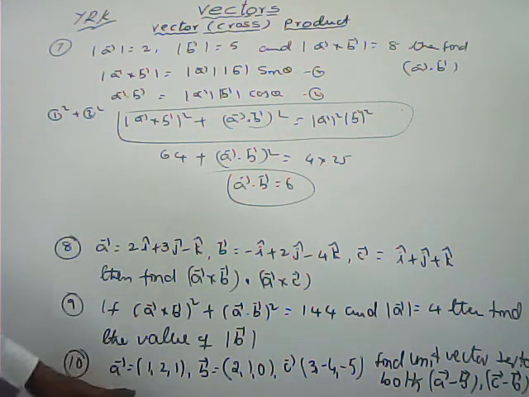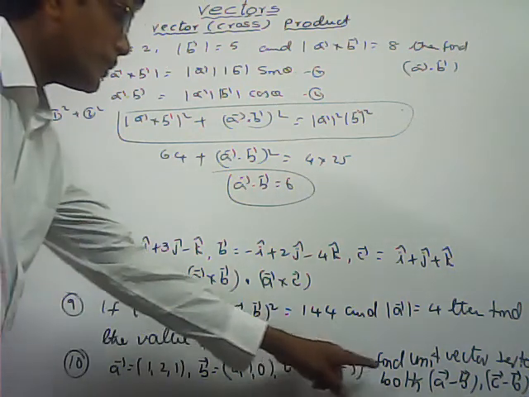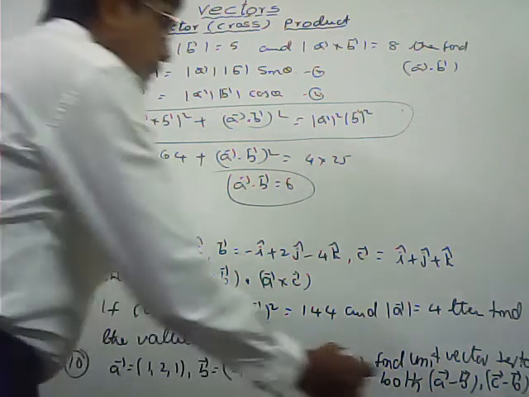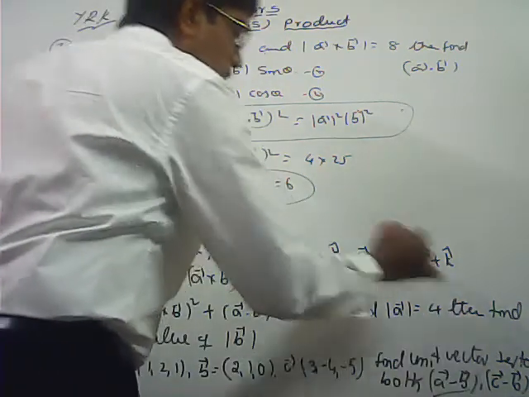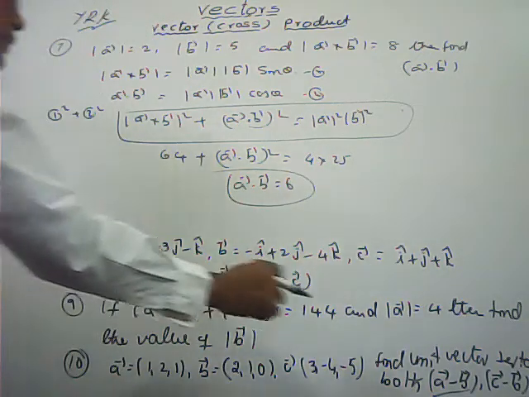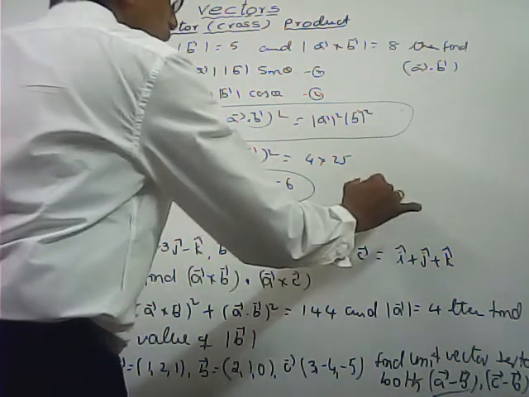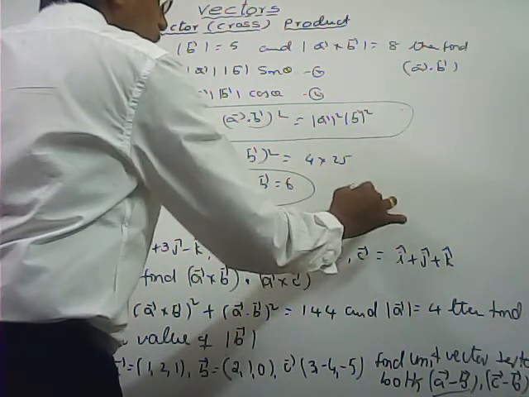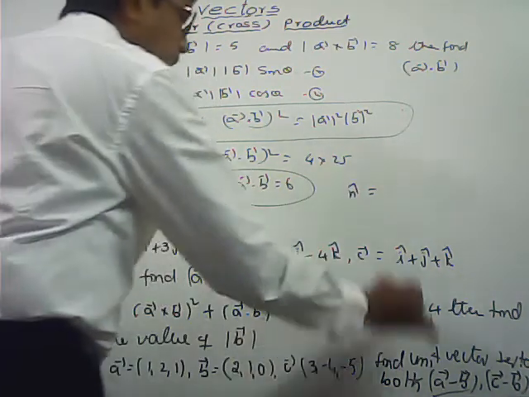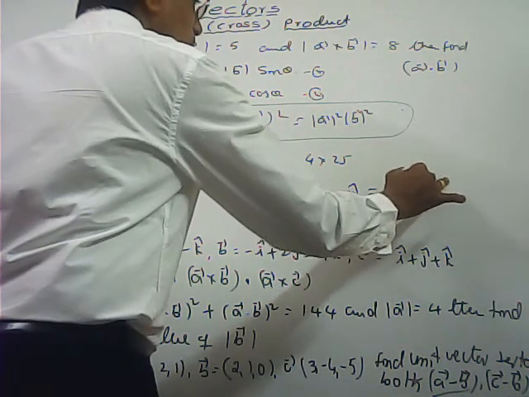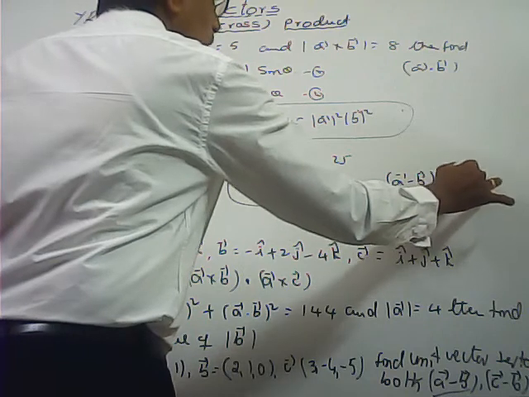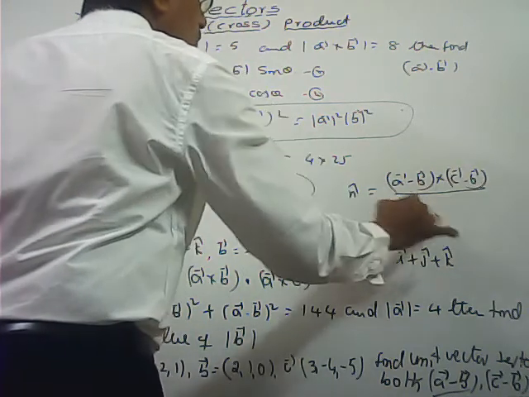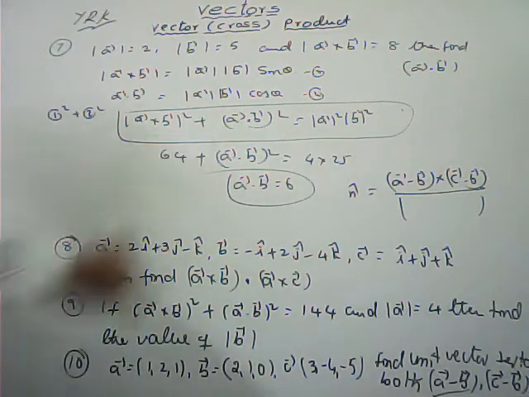Next, here also A bar, B bar, C bar, 3 vectors are given. Find the unit vector perpendicular to both A bar minus B bar and C bar minus B bar. What is the vector perpendicular to both vectors? Their cross product only. Here n cap we want, that is A bar minus B bar cross C bar minus B bar whole by its modulus, whatever vector you get.